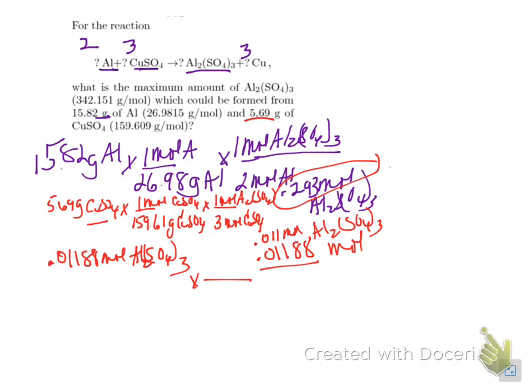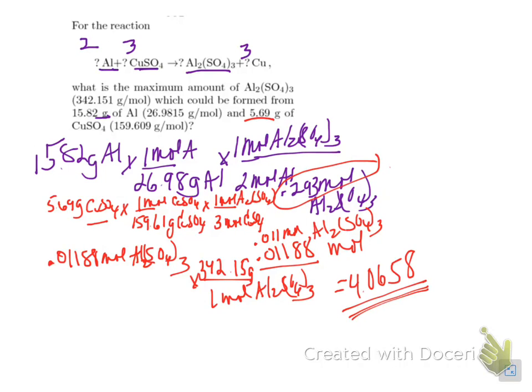Okay. Alright, so I have that many moles of aluminum sulfate and 1 mole of aluminum sulfate is 342.15 grams. Okay, so I'm going to take that number times 342.15, and my calculator gives me 4.0658. Now remember, Quest requires that you put in extra sig fig places because it doesn't round. So I'm just going to give it all of those, and that would be the answer.